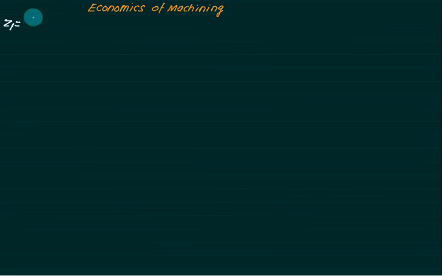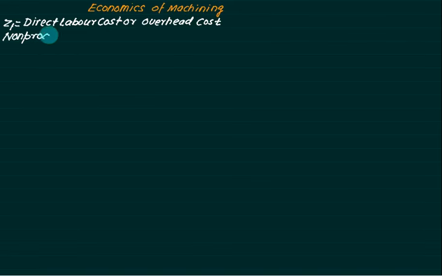So the first cost I will call Z1, which is called the direct labor cost, or sometimes called the overhead cost. So we have basically four costs. One is the non-productive cost, then we have the machining cost, then we have the tool change cost, which further consists of two costs: one is tool change and one is tool grinding. So the first cost is the non-productive cost.